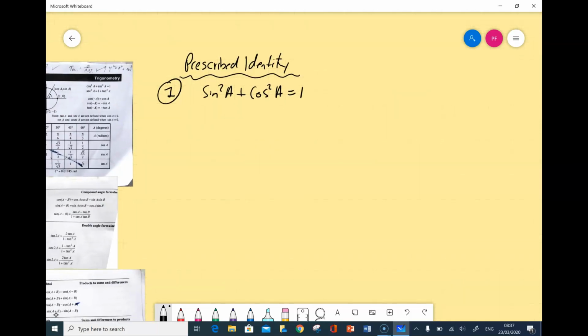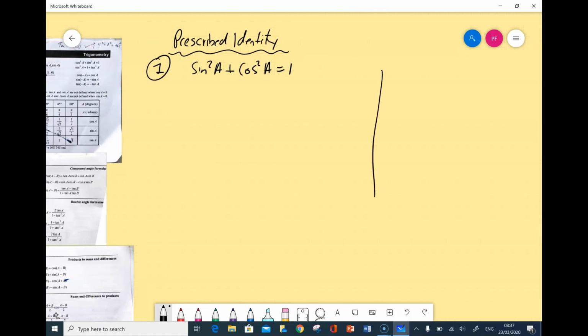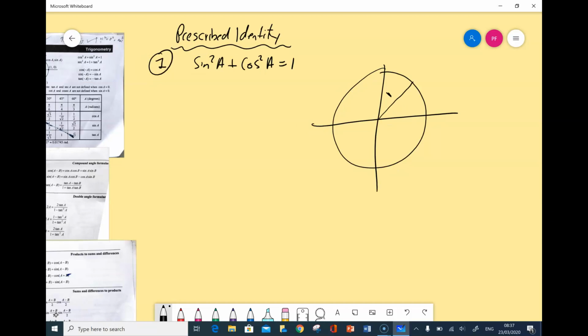So prescribed identity 1: sine squared a plus cos squared a equals 1. It's a nice short proof. First thing, you do have to draw a diagram. Into your diagram, you draw your circle, draw in theta, draw in your radius of 1 here, your theta, drop your right angle triangle just like I did above. Let's call the point P here, and we call it cos theta, sine theta.